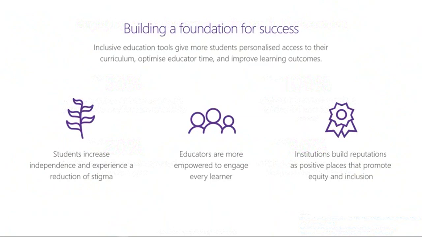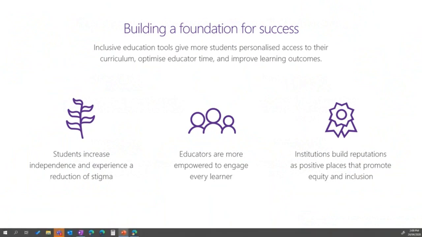So we want to build a foundation for success. Our inclusive education tools give more students personalised access to their curriculum, optimise educator time, and improve learning outcomes. We want to see students increase independence and experience a reduction of stigma. That's what I talked about before, right? The students can do this by themselves, with the technology assisting them rather than another human being. And that reduces the stigma as well, because other students aren't looking at them and seeing that they're getting help when the other kids are doing it by themselves. Educators, we want to make sure, are more empowered to engage every learner.